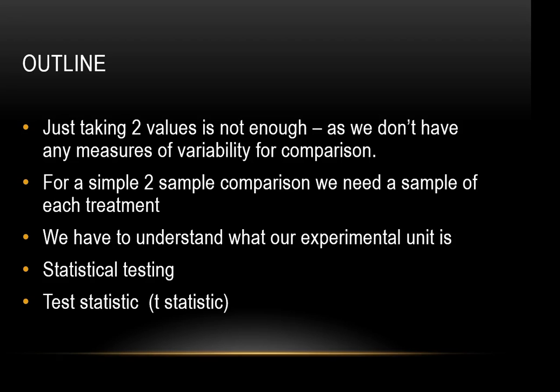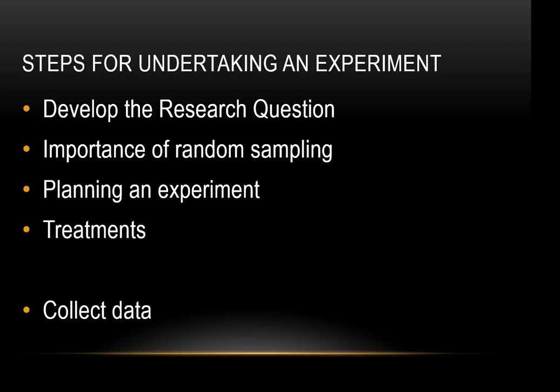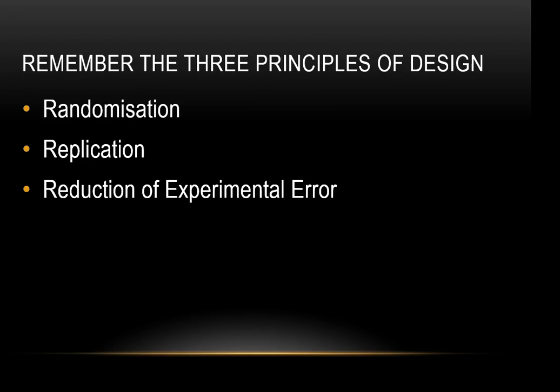In this screencast, we'll talk a little bit about the statistical testing and in particular running a t-test in R code. So the steps for undertaking our experiment is to develop the research question, and when we're planning our experiment we think about the random sampling aspect. We have to plan our experiment, plan the treatments and consider collection of the data. Remember the three principles of experimental design: randomization, replication and reduction of experimental error.